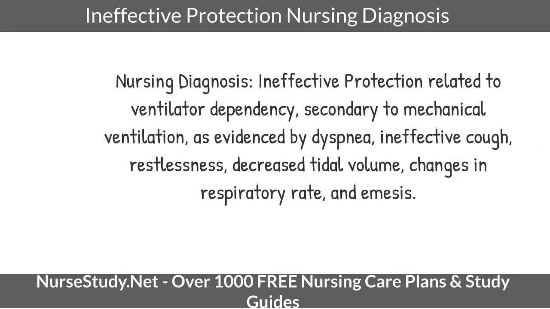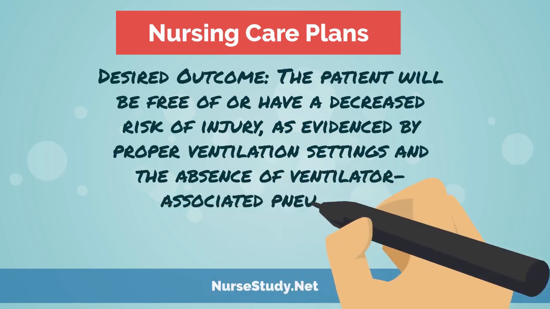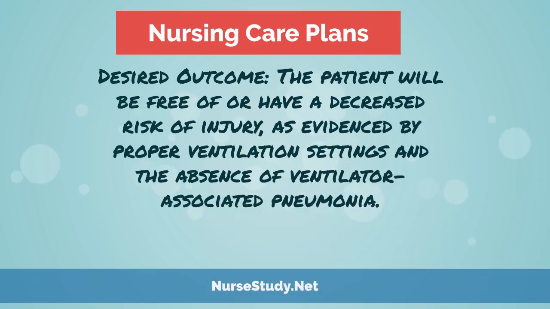Nursing diagnosis: ineffective protection related to ventilator dependency, secondary to mechanical ventilation, as evidenced by dyspnea, ineffective cough, restlessness, decreased tidal volume, changes in respiratory rate, and emesis. Desired outcome: the patient will be free of or have a decreased risk of injury, as evidenced by proper ventilation settings and the absence of ventilator-associated pneumonia.